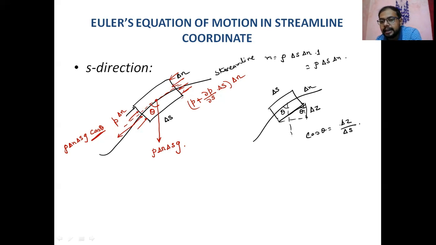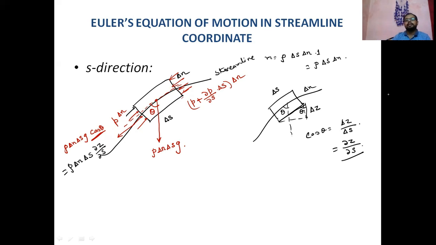If we converge this element towards a point, it will become d of Z by d of S. So cos theta we can replace as dz by ds, and the body force is rho del N del S g dz by ds.